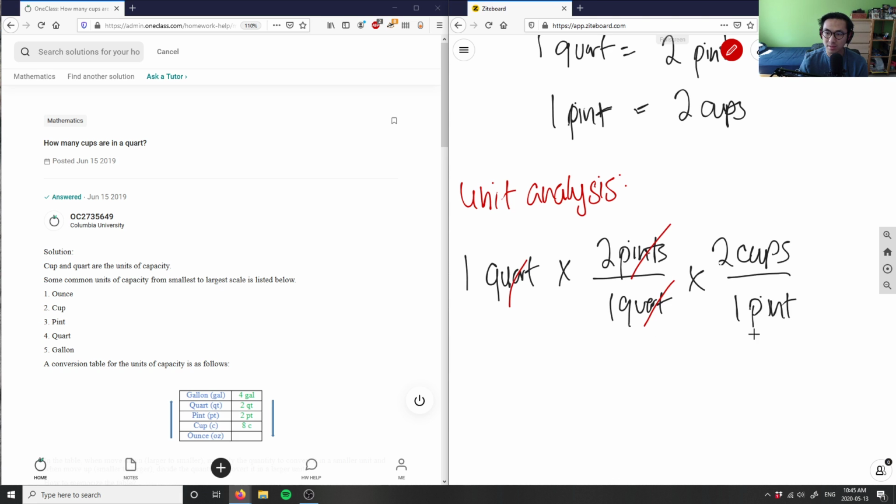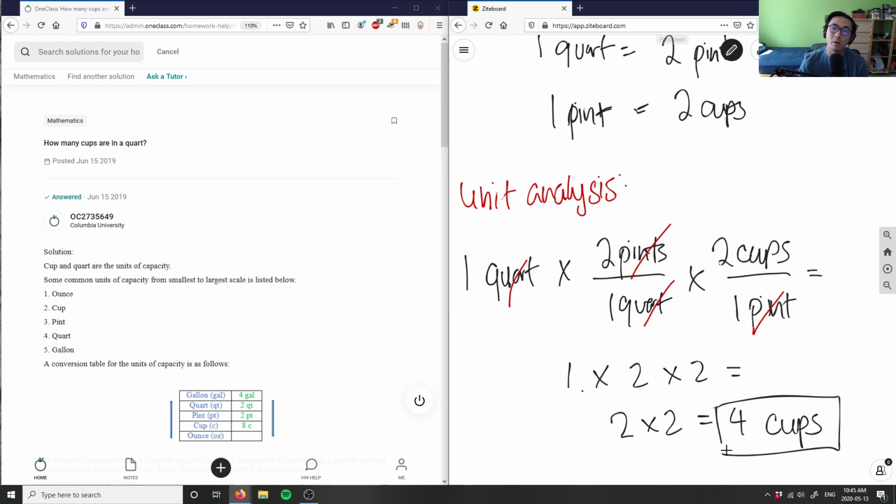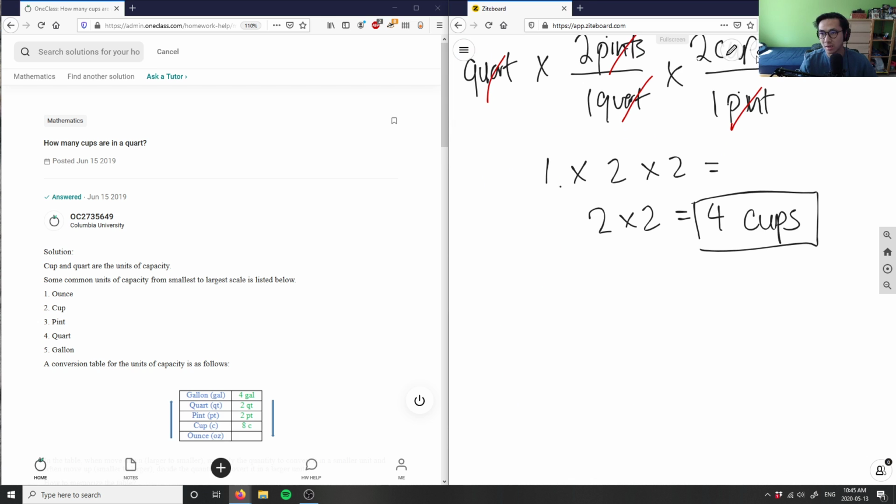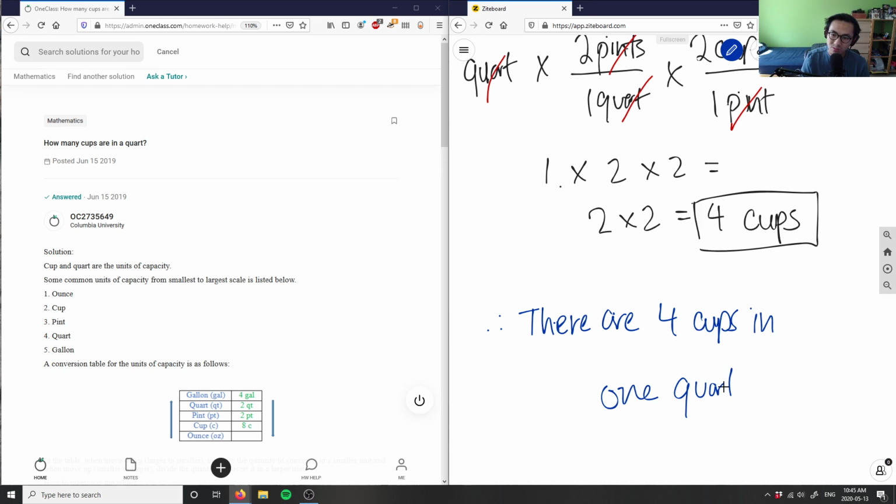Quarts cancel out, pints cancel out. So therefore, the math becomes very simple, right? Because cups here is by itself. So I simply have 1 times 2 times 2, which equals 4 cups here. So 1 quart equals 4 cups. There are 4 cups in 1 quart. So I can say that, therefore, there are 4 cups in 1 quart.